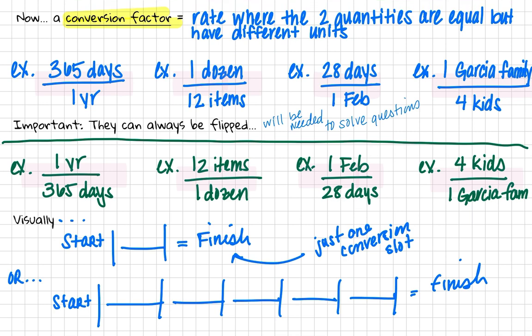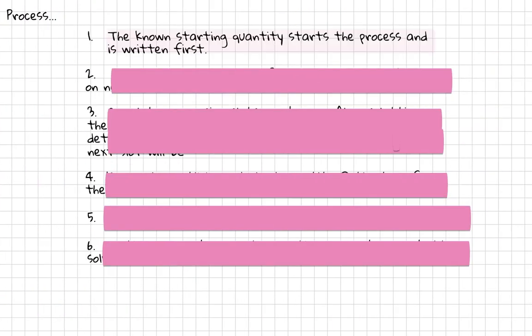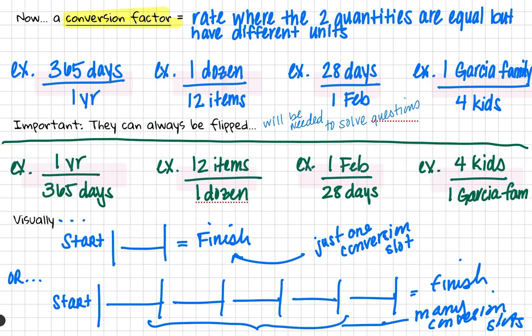I'll put here, though, that you can have just one, or you can have many conversion slots. We're going to go through situations where you have both so you guys are comfortable. So the actual process that I want to walk you guys through of solving dimensional analysis problems is that the known starting quantity starts the process and is written first. So that's what I have here. This is where we start.